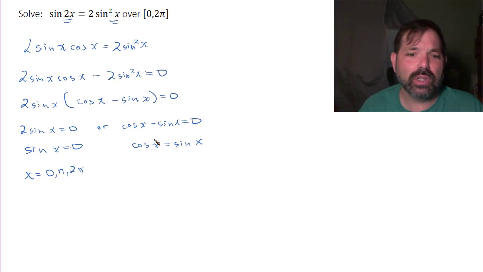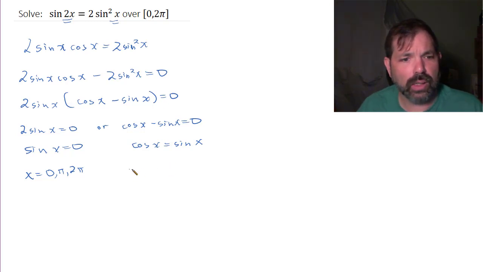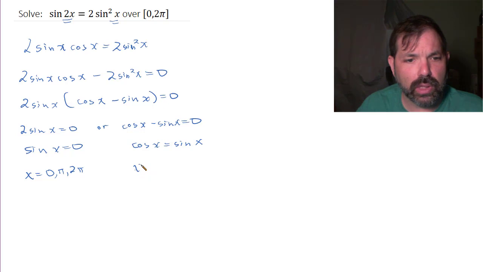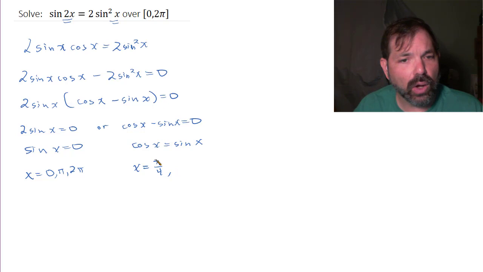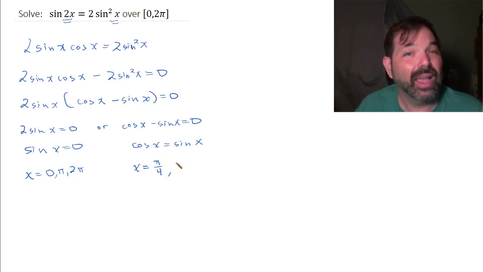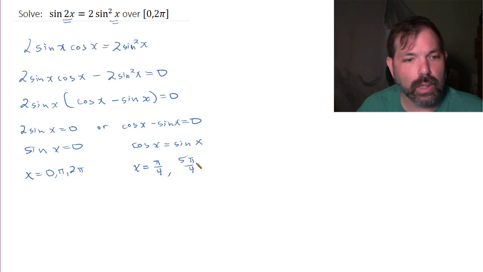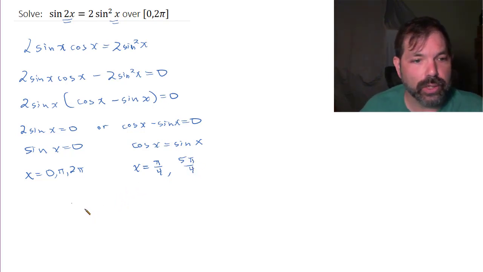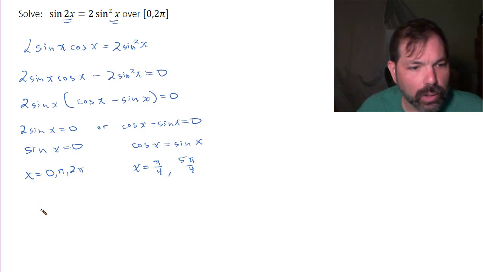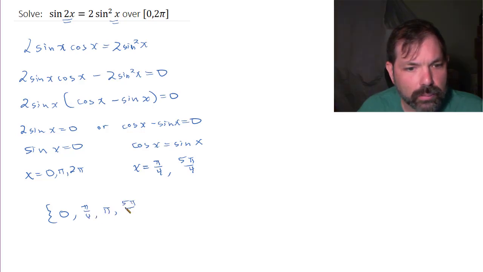And so if we think about the unit circle, think about what we understand so far. The cosine and the sine are equivalent at a couple of pi over 4 angles. So that would be x equals pi over 4. Right? In the first quadrant, the a coordinate is equal to the b coordinate at pi over 4. And in the third quadrant, at 5 pi over 4. So there's actually 5 solutions to this equation. Putting them in numerical order, the solutions are 0, pi over 4, pi, 5 pi over 4, and 2 pi.